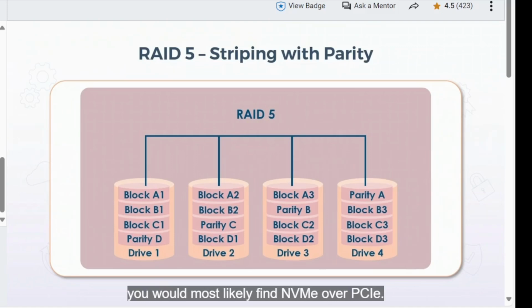This way, if you lose drive number 2, you can simply perform that same calculation in reverse, if you will. 6 minus 3 minus 1 equals 2. So you now know that block A2 had to contain the number 2. So you can regenerate that data.